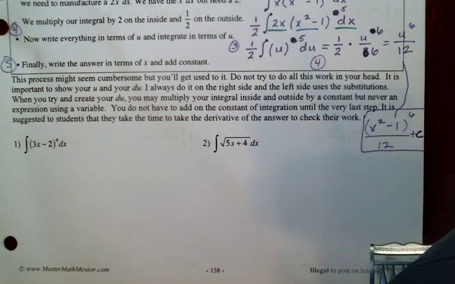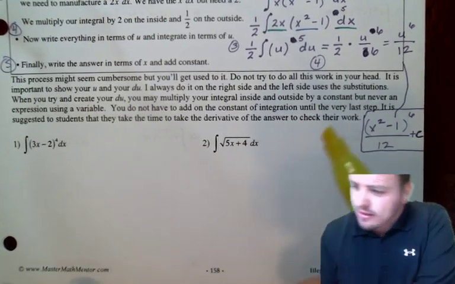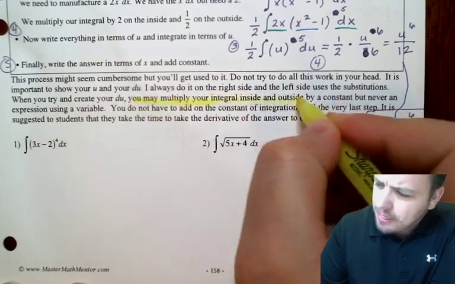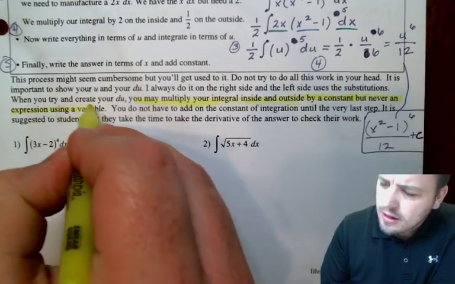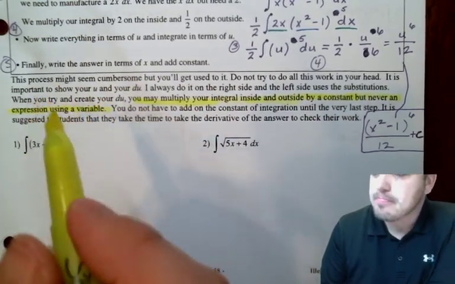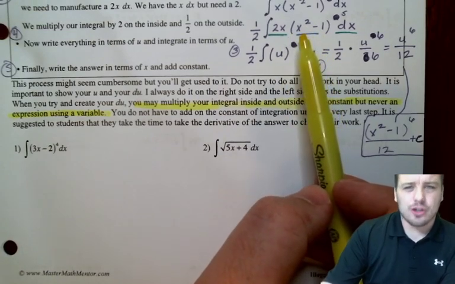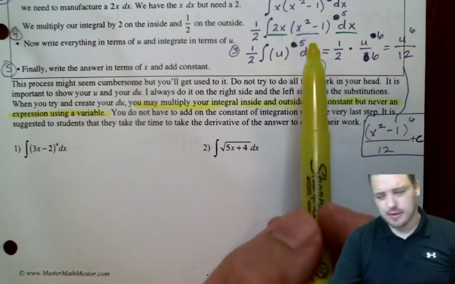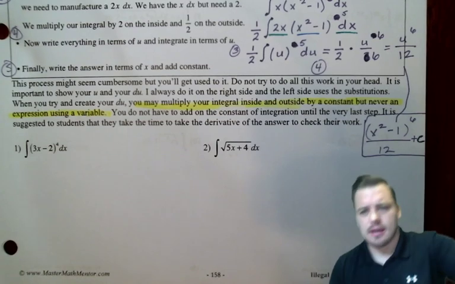So I'm going to highlight that right there. You may multiply the integral inside and outside by a constant, but never an expression with a variable. So notice how we multiplied this right here. We just multiplied it by 2. So multiplying it by 2 is fine, but you cannot ever multiply it by something other than a constant.